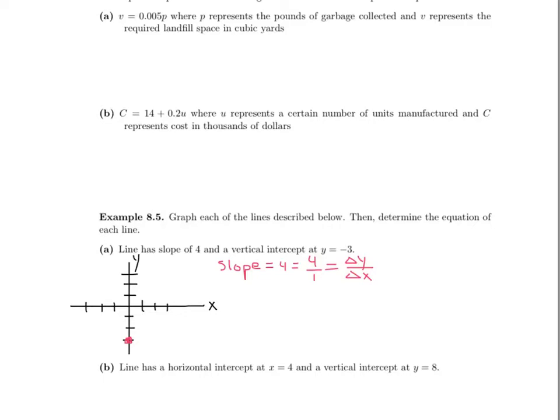So if I start from my vertical intercept and I increase x by 1, I know I have to increase y by 4. That brings me up to here. If I increase x by 1 unit again, y has to increase by 4 units, which would bring me, I guess, somewhere up here. If I connect the dots, I get my line.